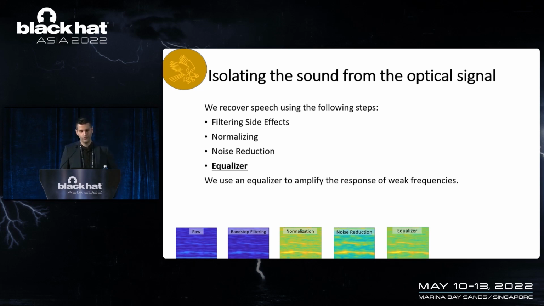And finally, we also use an equalizer. We use an equalizer to balance between the response of the frequencies. In some cases, there's a weak response. In some cases, there is a good response. An equalizer is used to balance between the responses of the components of the frequencies of the signal.